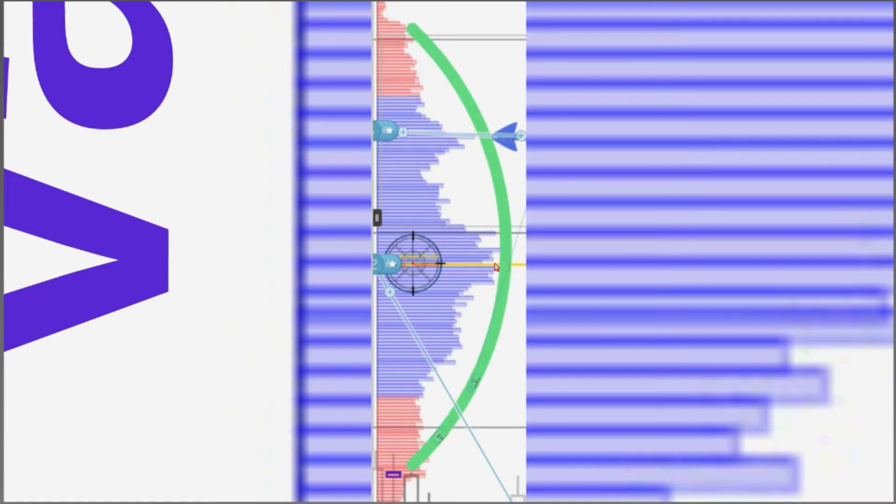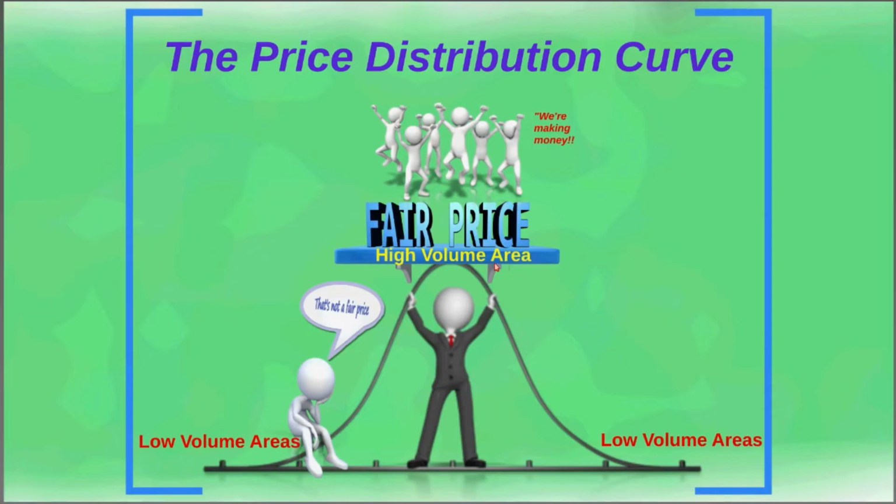As price moves higher, we get less participation, and so it begins to thin out. As price moves lower, we get less participation in sellers because they don't believe that they can make as much money, and that starts to thin out. It gives us this bell-shaped curve that we're looking at here. So I call it the price distribution curve, right? And in that we have fair price, which is a high volume area, and we have an unfair price, which is a low volume area.